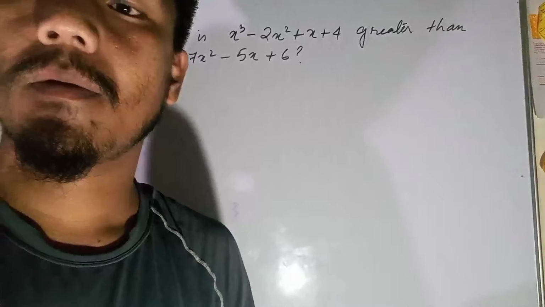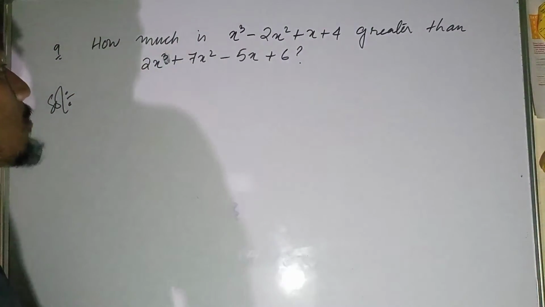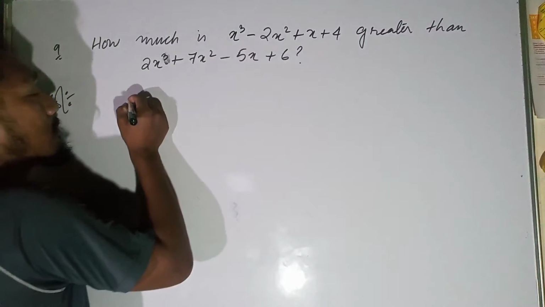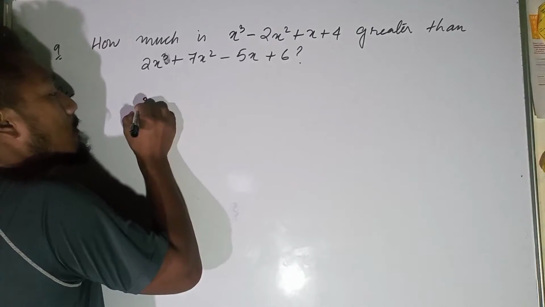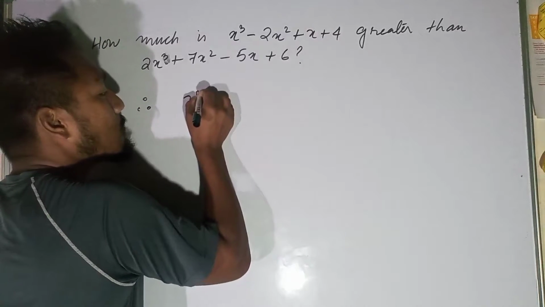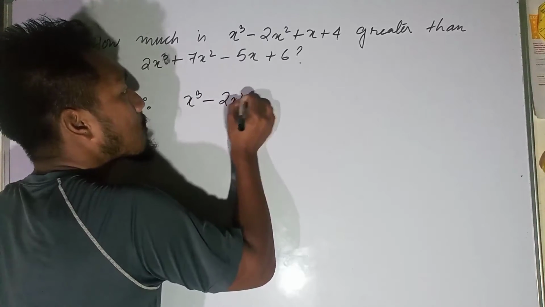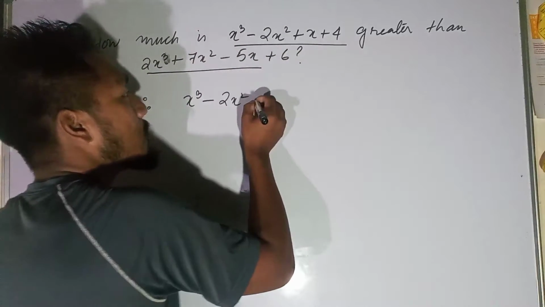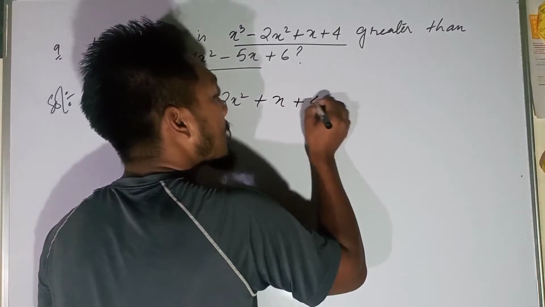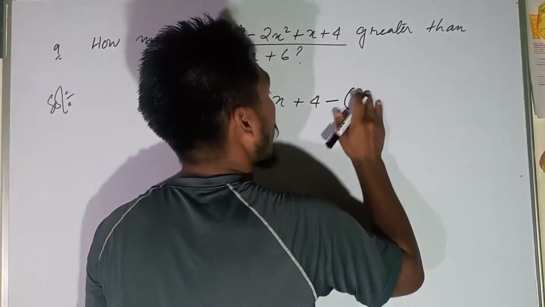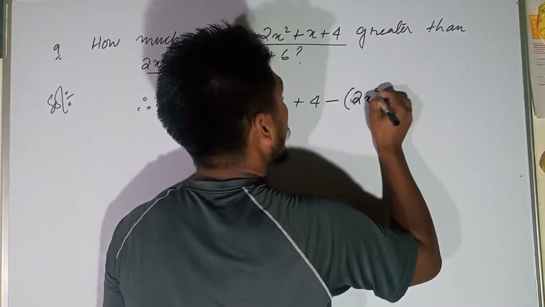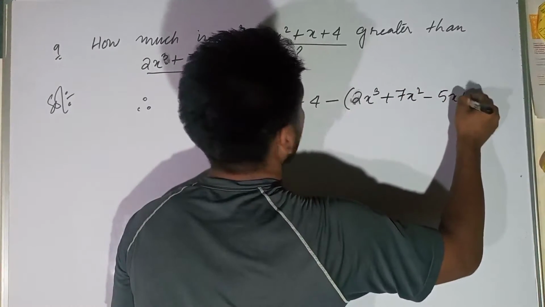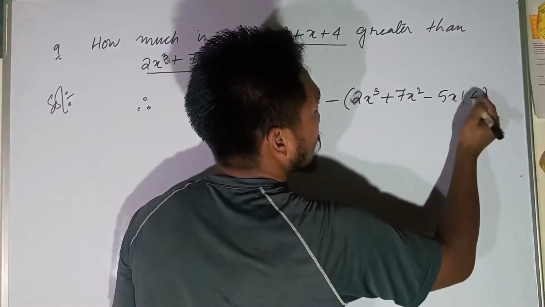Okay. So how much is greater? How much is this expression greater than this expression? That means again we have to subtract. Okay. Therefore, we have to subtract the first expression. This is your first expression. Remember the first one is the first expression and this is the second expression. So the first expression is subtracted by the second expression. The second expression is 2x cubed plus 7x cubed minus 5x plus 6. Okay, so we have to subtract these two.